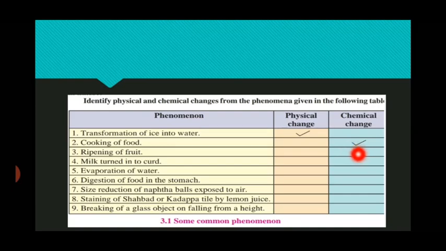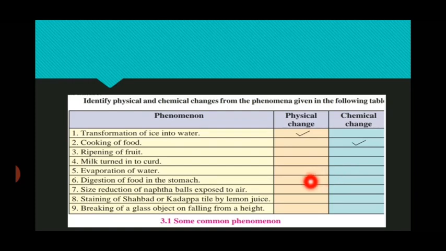Now the fourth one: milk turned into curd. Milk turned into curd is a chemical change. Next, evaporation of water. It will be a physical change. Now digestion of food in the stomach. Again a chemical change. Seventh one: size reduction of naphthalene balls exposed to air. Which type of change? It is a physical change.